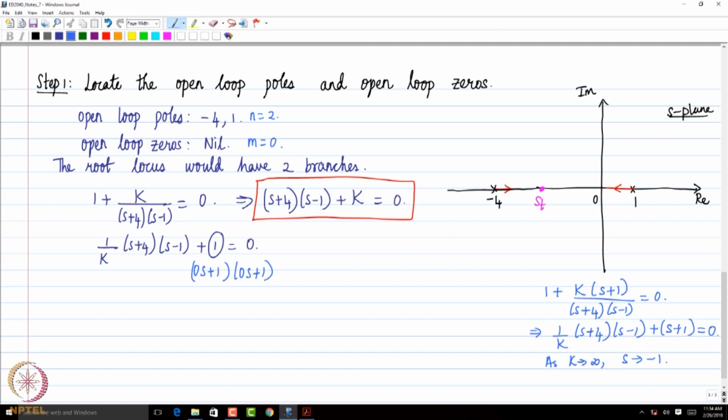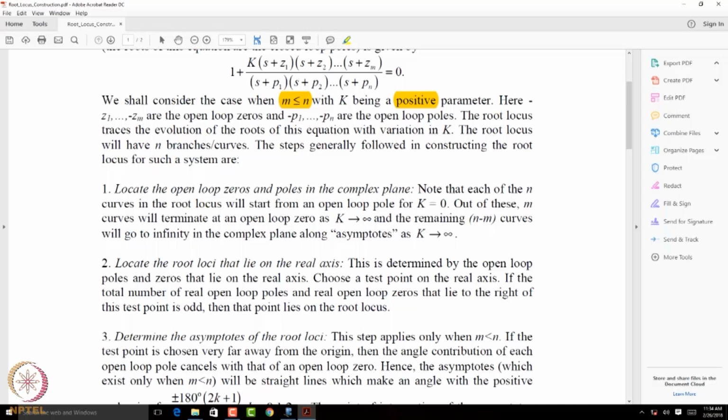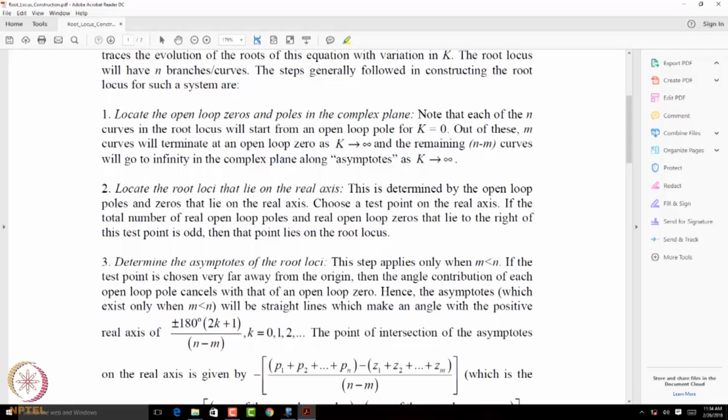As to why we have that behavior, in this particular example we do not have any open loop zero. So we are going to have two branches, both going to infinity in the complex plane as k tends to infinity. So that is what is going to happen. Is it clear, the first step?